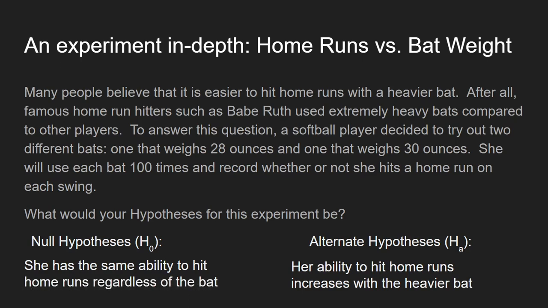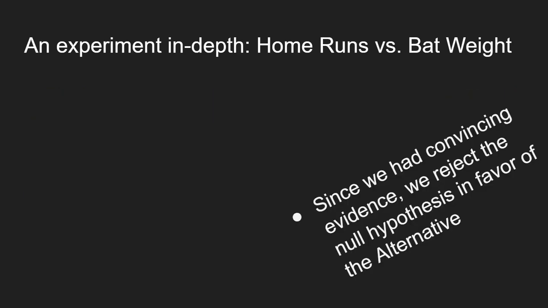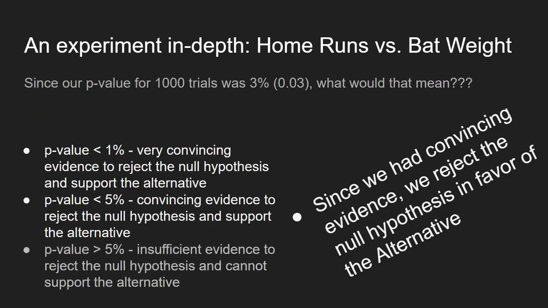So our null hypothesis says she has the same ability to hit home runs regardless of the bat. Because if we say that our p-value is less than 1%, that's very convincing evidence to reject that null hypothesis and support the alternative hypothesis. Likewise, if our p-value is less than 5% or less than 0.05, that is said to be convincing evidence to reject the null hypothesis and support the alternative hypothesis.